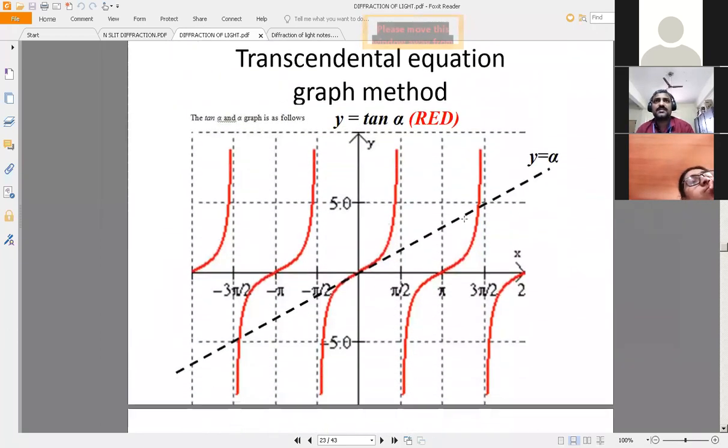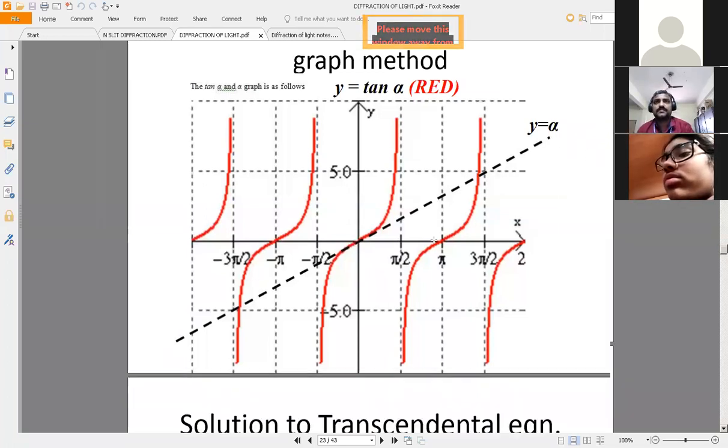So we have obtained the transcendental equation. We have solved it through plotting a graph. One is y equal to alpha, another one is y equal to tan alpha. The points of intersection gave us the solutions for alpha. That is alpha equal to 0, alpha equal to 3 pi by 2. If you project it further, you get 5 pi by 2, 7 pi by 2, etc. Right? So both positive and negative.